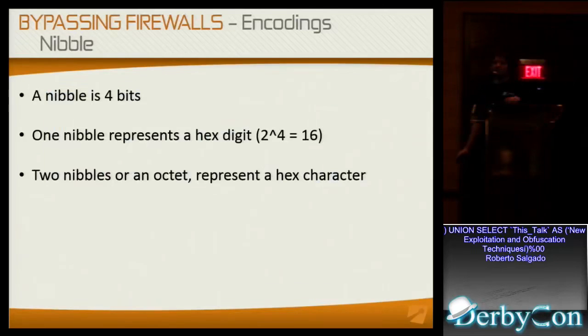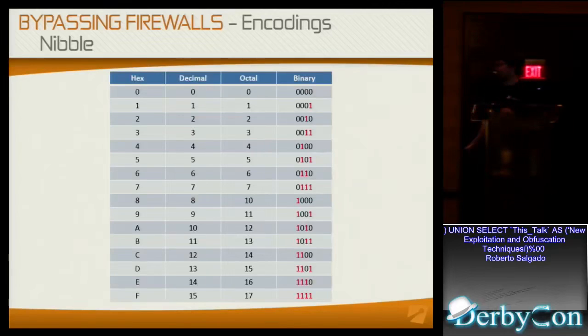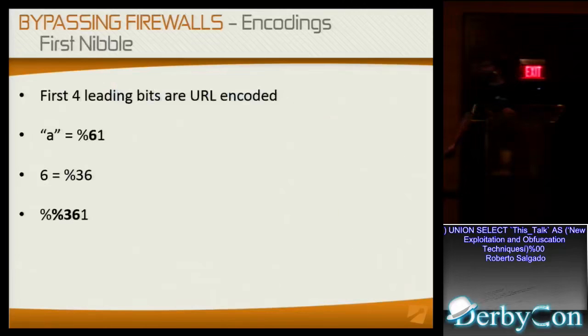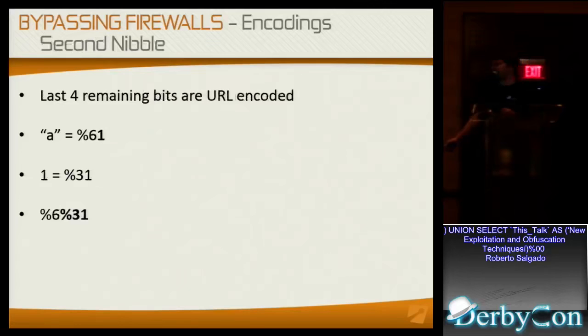Nibble encoding. Basically, a nibble is 4 bits. So each hex character can be represented in 8 bits, or half of a hex character is 4 bits. So you can represent the whole hex range here, 0 to F, in just 4 bits. First nibble is the idea of encoding the first 4 bits only. So in this case, you'd only be encoding the 6, which becomes 36. So then it's %36 encoded 1.